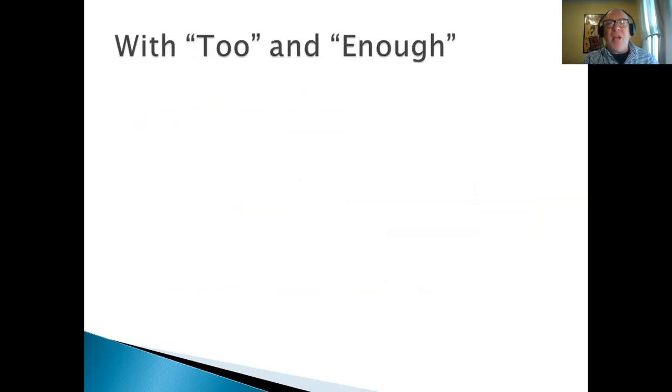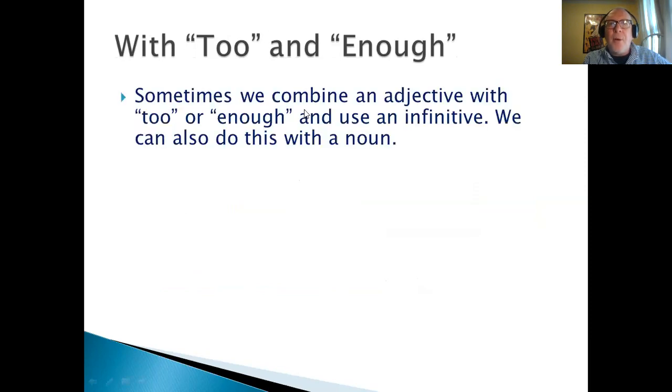Remember from the last chapter, chapter 3, we learned all about to and enough. When do we use to and enough? When something is a problem with to, right? We use too when there's a problem. And we use enough when something is sufficient, right? Too means a problem. Enough means sufficient, right? But we use them both with an infinitive. And we can also do it with a noun.